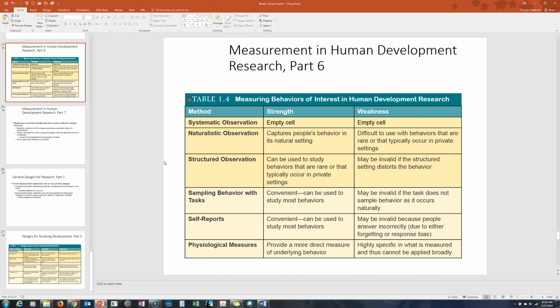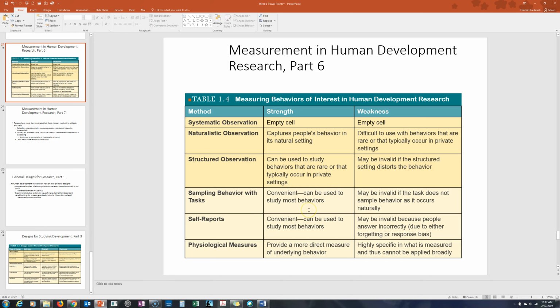Structured observations can be used to study behaviors that are rare or that typically occur in private settings, so they could bring someone into a laboratory to try to replicate the environment, and that way the person can engage in those behaviors, quote unquote, live, but it's in the laboratory environment. However, the challenge could be that changing the setting from private to more public can influence the observation. So we need to be aware of that limitation.